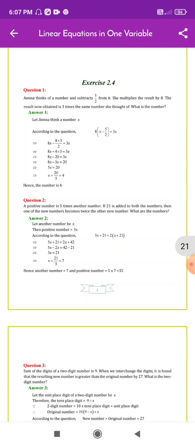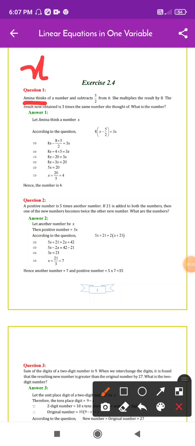So let Amina think of a number; let Amina think it is x. Yes or no? Now what is there? Amina thinks of a number and subtracts. What is she subtracting? She subtracts 5 upon 2. So, minus 5 upon 2. Yes or no? Now next, what is she doing?